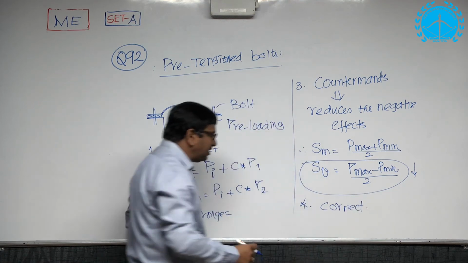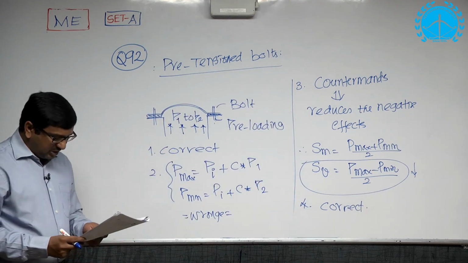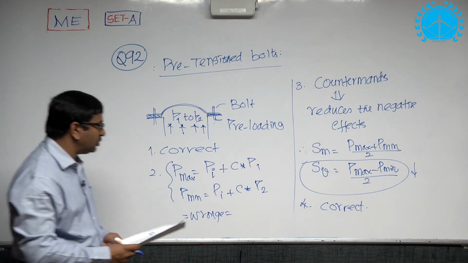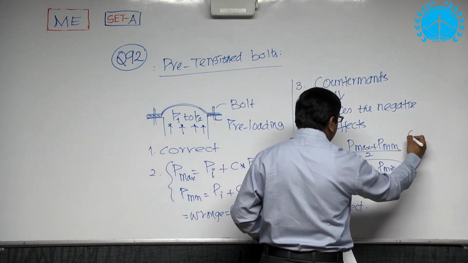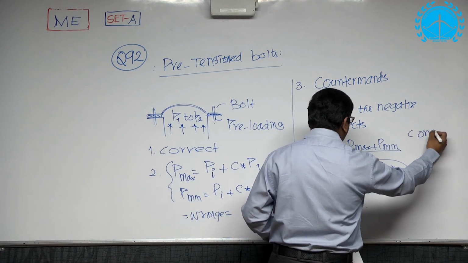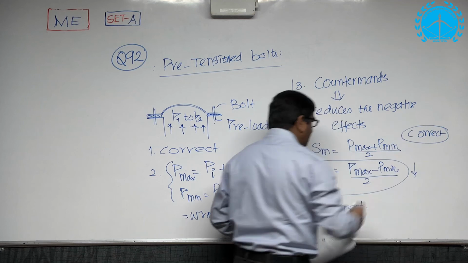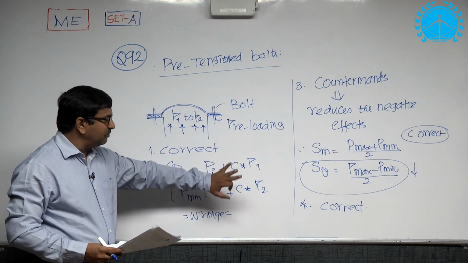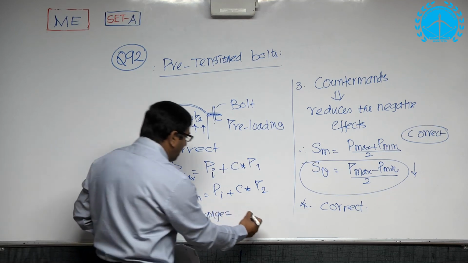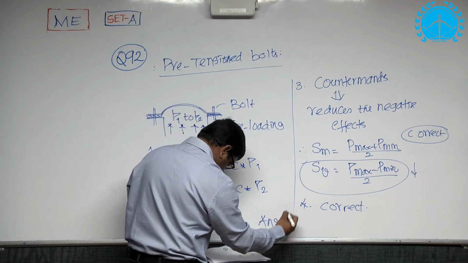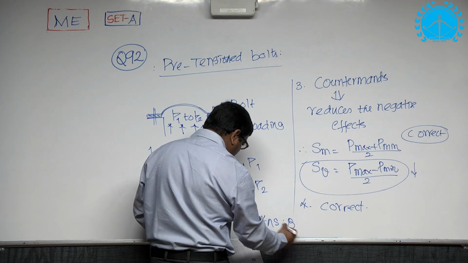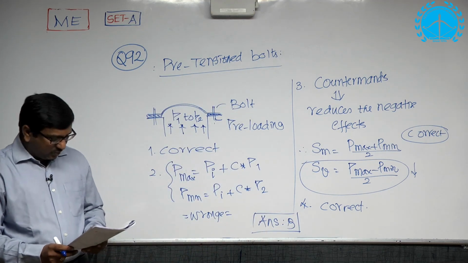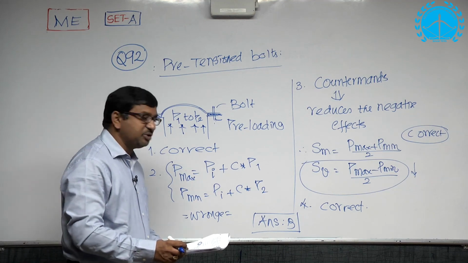So the first is the correct statement, the second is the wrong statement, and the third and fourth are the correct statements. So 1 is the right option, 3 is the right option, and 4 is also the right option. So the answer for this is 1, 3 and 4, which is option B. The option 1, 3 and 4 is the right option for this.